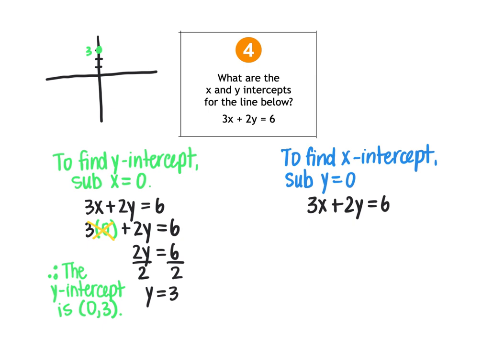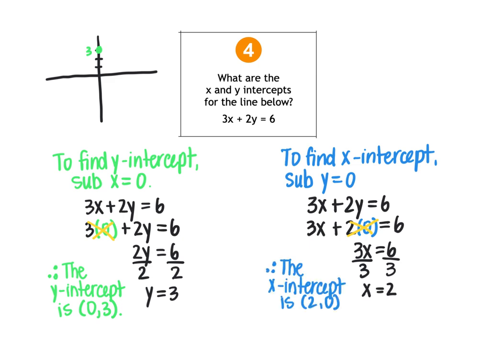To find the x-intercept, we can sub 0 in for y. This will give us 3x plus 2 times 0 equals 6, or simply 3x equals 6. We can divide both sides by 3 to get an x-intercept of 2, or (2, 0). So our y-intercept is 3 and our x-intercept is 2. This is helpful in graphing the line because we can see that the line is going to have a negative correlation.